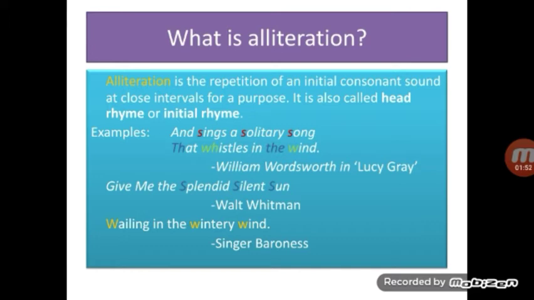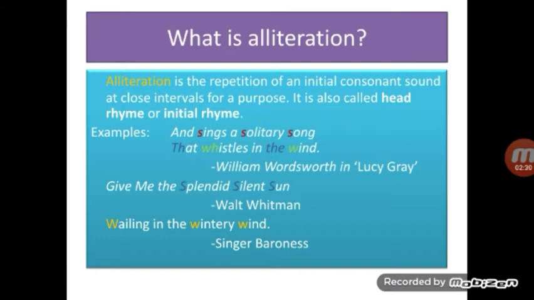Similarly, in the second line, "that whistles in the wind," two sounds are repeated here. The first is 'th' in that and 'th' in the. And 'w' in whistles and 'w' in wind. So, in these two lines, we have three examples of alliteration: 's' sound repeated, 'th' sound repeated, and 'w' sound repeated. This is a very beautiful example of alliteration by William Wordsworth, and this is in Lucy Gray.